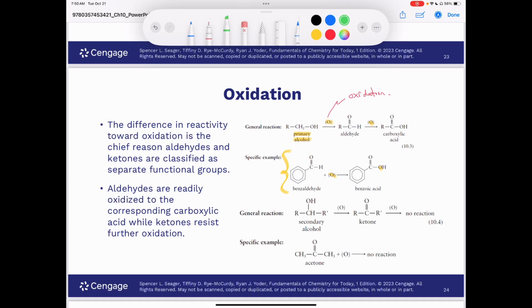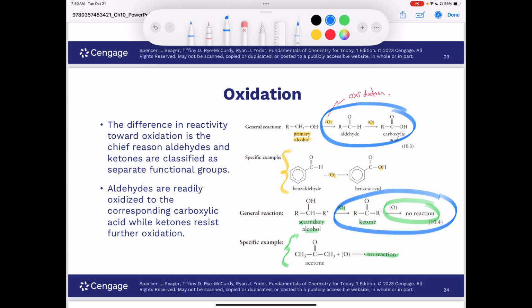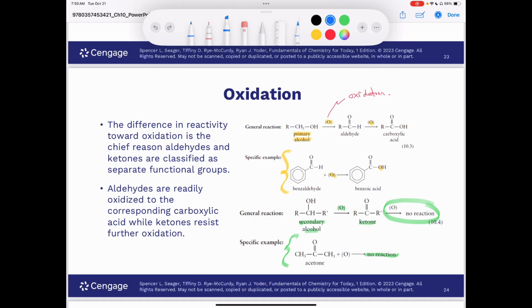Now, when we oxidize a secondary alcohol, and again, this is something that we looked at earlier on in the class, when we oxidize that secondary alcohol, we get a ketone. However, ketones, unlike aldehydes, do not undergo any further oxidation, okay? So if you take something like acetone and you try to oxidize it, you're going to get no reaction. Nothing's going to happen. So I repeat, an aldehyde can be oxidized, but a ketone cannot be oxidized. Okay, so aldehydes get oxidized to a carboxylic acid, but ketones will not undergo oxidation.